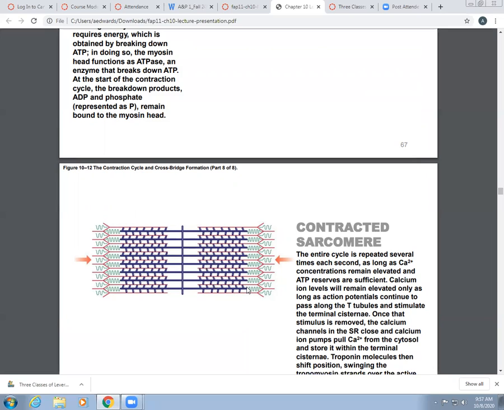So the calcium ion levels get elevated as long as you have action potentials passing along the T-tubules and telling them to stimulate the terminal cisternae to release their calcium. Once that stimulus gets removed, the calcium channels in the sarcoplasmic reticulum close. Your calcium ion pumps start pulling the calcium from the cytosol and storing it back in the terminal cisternae. So there's some homeostasis there.